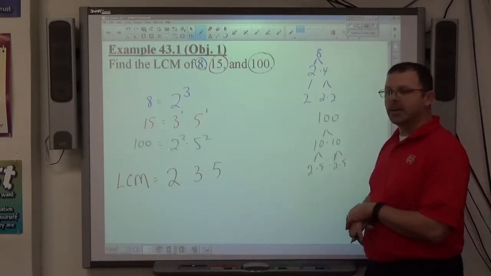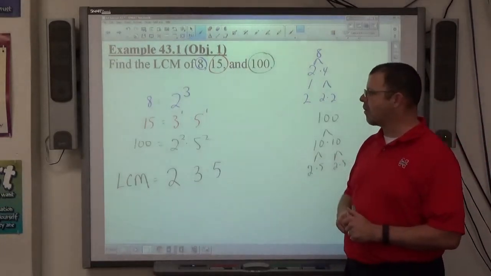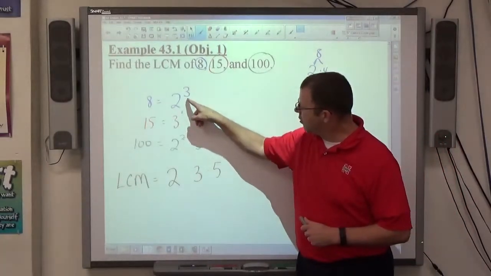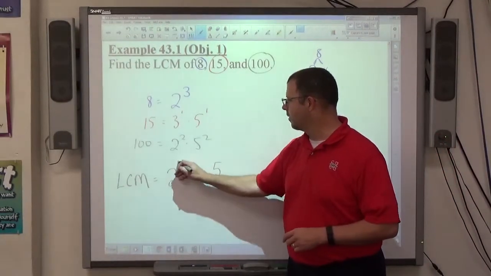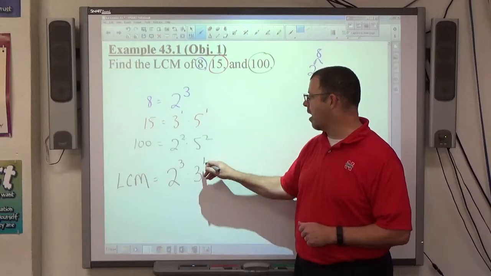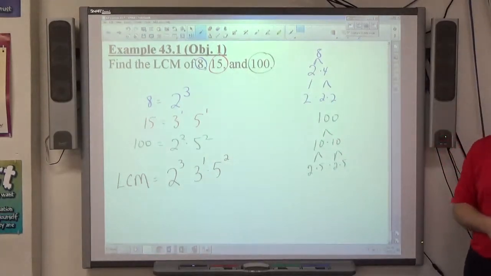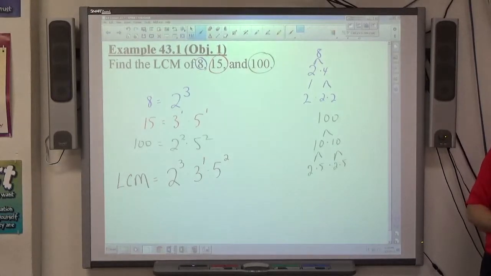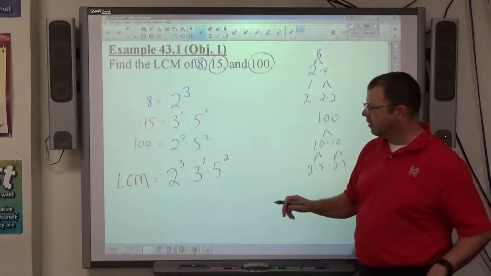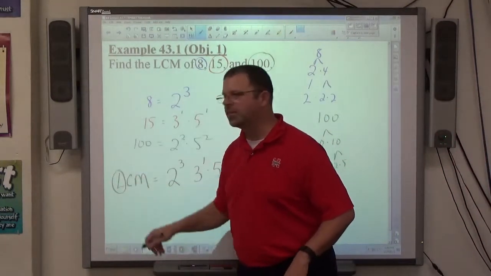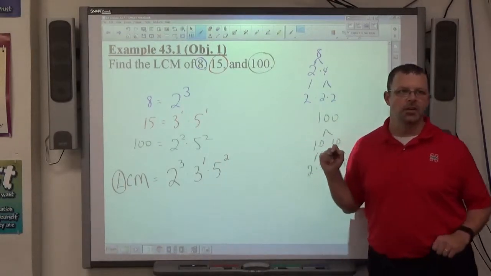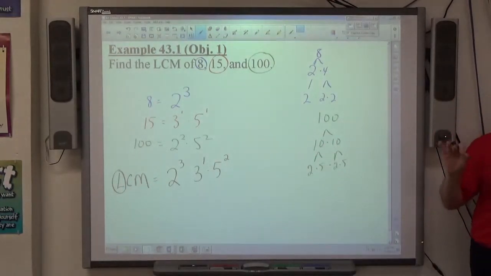Then we take the highest power for each one. So for 2, my choices are 3 and 2, I'm going to take the 3. For 3, I've only got the 1st power. For 5, I have 1 and 2, I take the 2. That's the part that tends to mess people up. This L stands for least, but we're taking the biggest. We're trying to find the least common multiple.